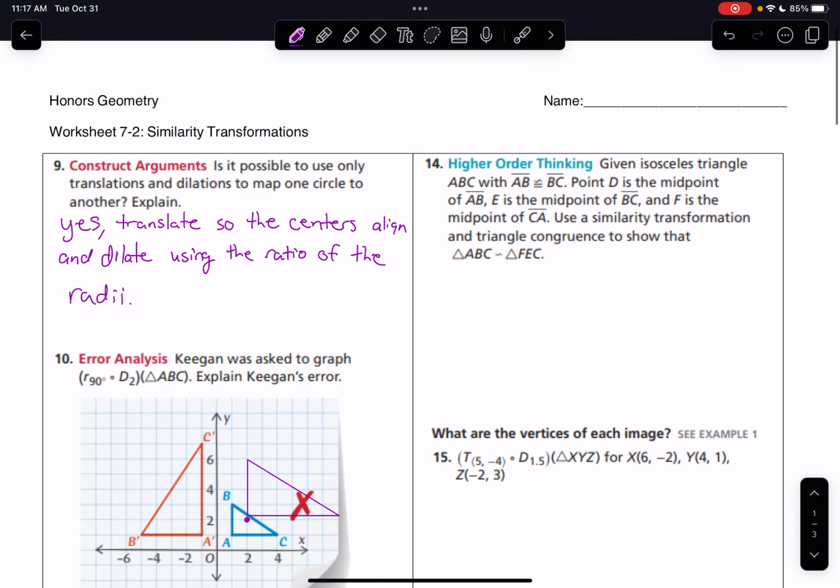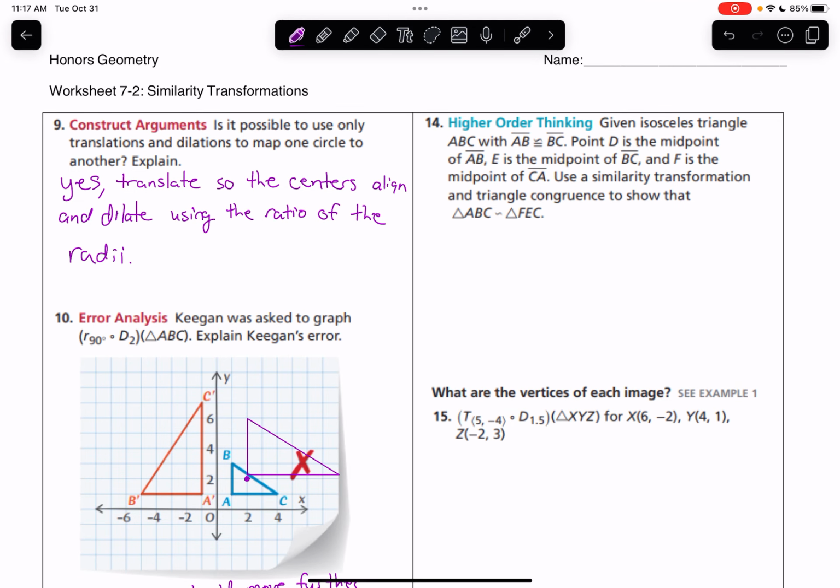All right. Number 14. This one's a little bit tricky to think about. Given isosceles triangle ABC, with AB is congruent to BC. Let's do that. Here's a triangle. We'll make it isosceles. And we can say A, B, C. That way AB and BC are the same length. Point D is the midpoint of AB. Point E is the midpoint of BC. And F is the midpoint of CA. So this is D, E, and F.